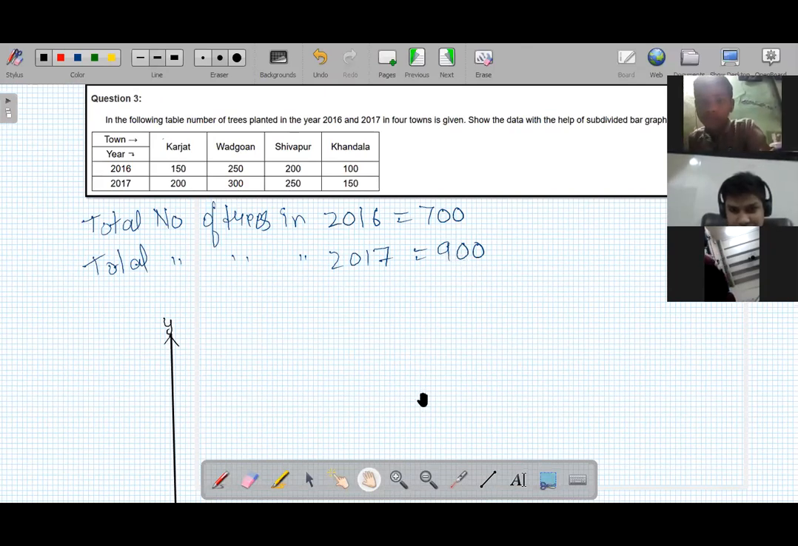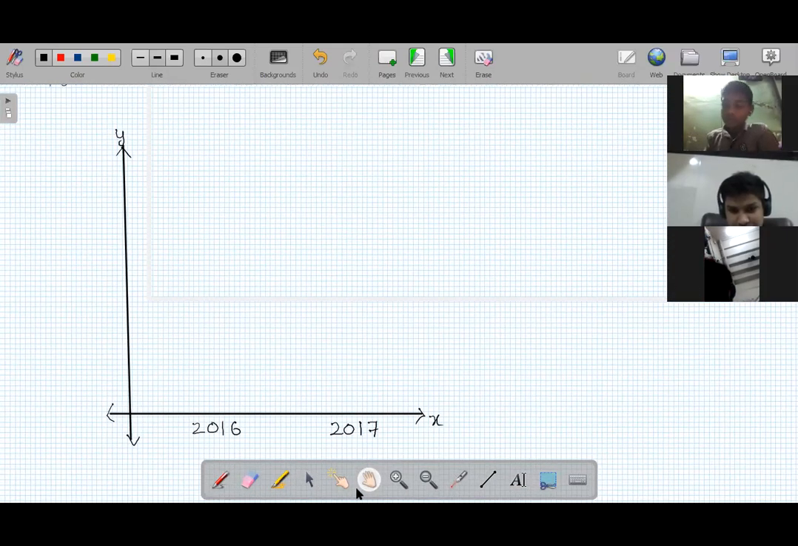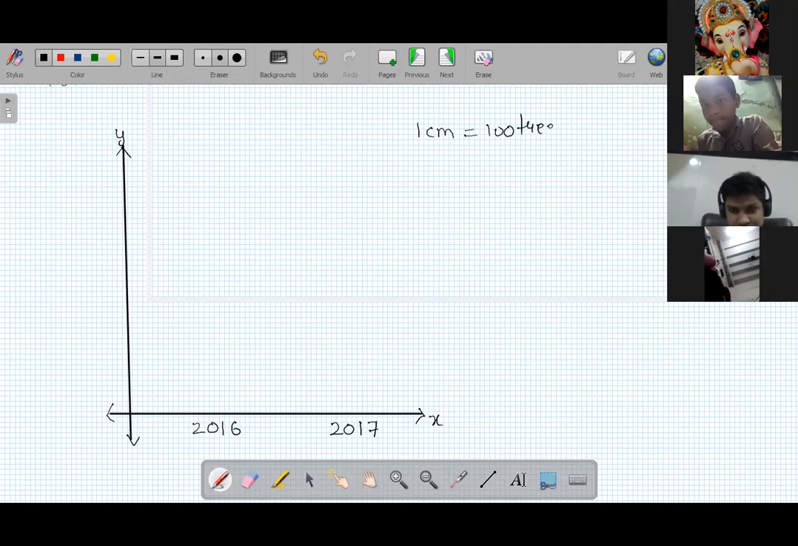So we'll start from 100. 1 centimeter is equal to 100 trees. Since all the numbers are in hundreds, you will start with 1 centimeter is equal to 100 trees.